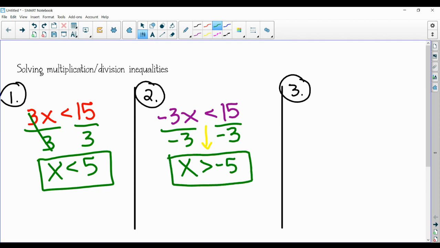The reason that this happens is because as the negatives get larger, examples negative 8, negative 9, negative 10, those numbers are bigger, but if they're negatives, then their value is less.